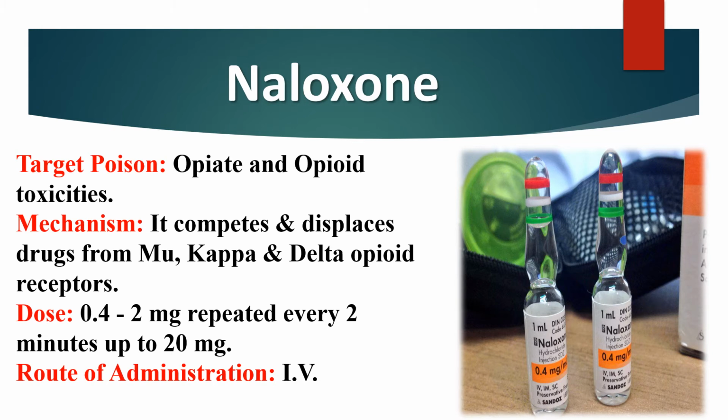We can give it intravenously at a dose of 0.4 to 2 milligram repeated every 2 minutes up to 20 milligram. This means that we can give the patient about 50 ampoules of naloxone. Of course, with caution to avoid the appearance of opiate withdrawal in addicted patients.